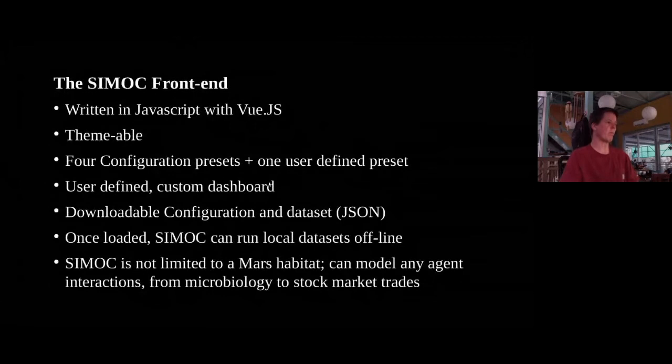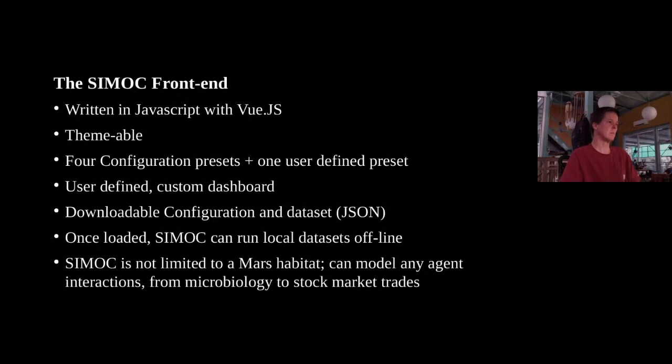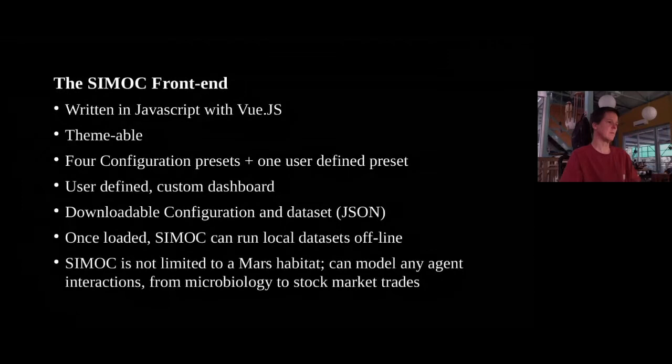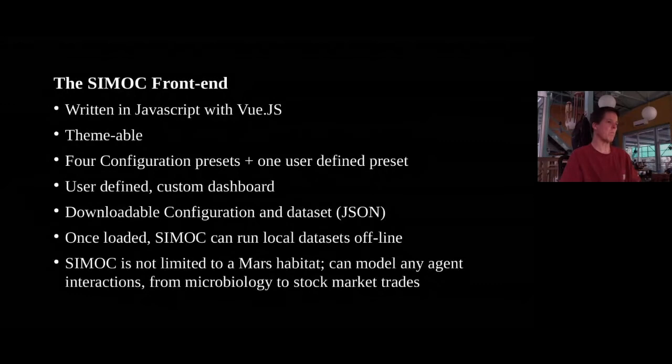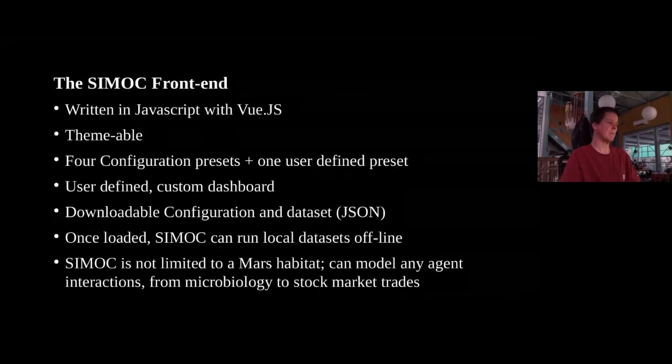For the front end, instead, we are using JavaScript, and we are using Vue.js as a framework. We can use different themes. So right now the focus is on Mars, so it only supports simulation on Mars, but it can be changed depending on what you're using it for. I also showed you that we have four presets right now, plus a user-defined preset. So you can create your own preset, and there is an interface where you can quickly save it and load it as you go through different iterations. But you can also download presets as local files that you can then load again. So you can create a lot of different presets that you can load.